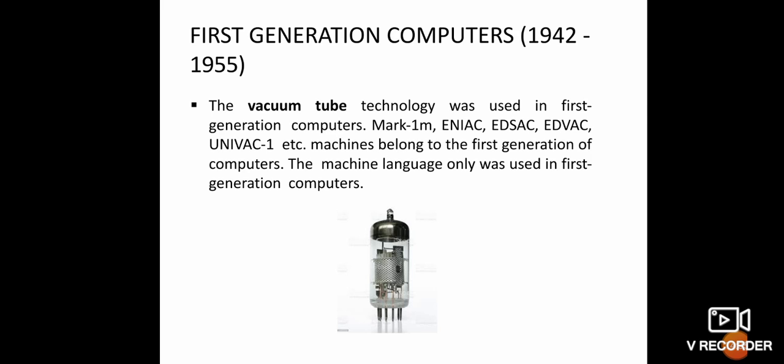Then we are going to see EDVAC. EDVAC refers to electronic discrete variable automatic computer. It was built for the US Army Ballistics Research Laboratory. Then we are going to see UNIVAC 1, which refers to universal automatic computer. It is a general purpose electronic digital computer and it is designed for commercial use.